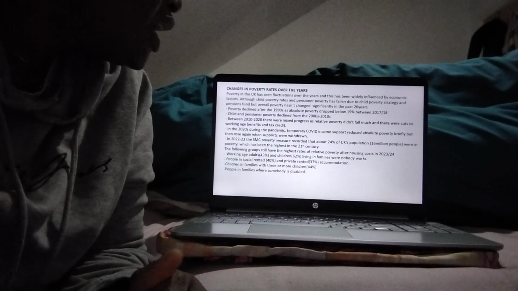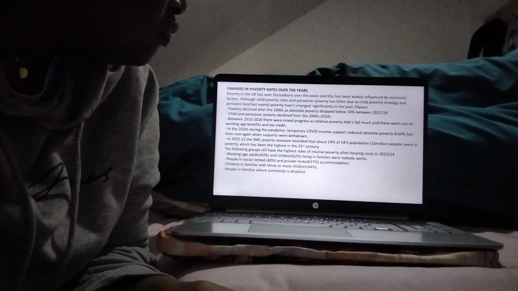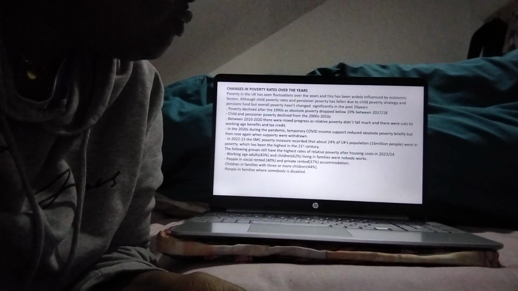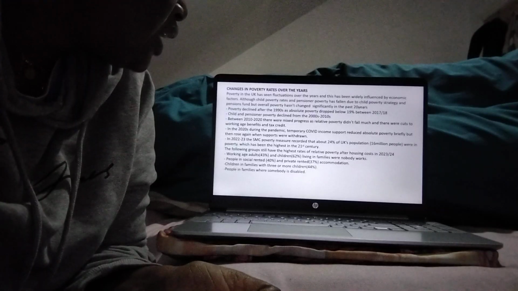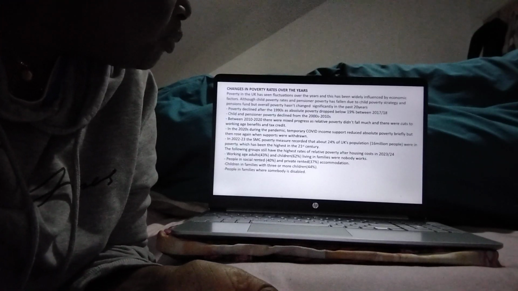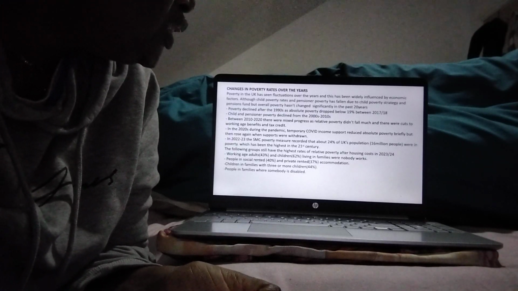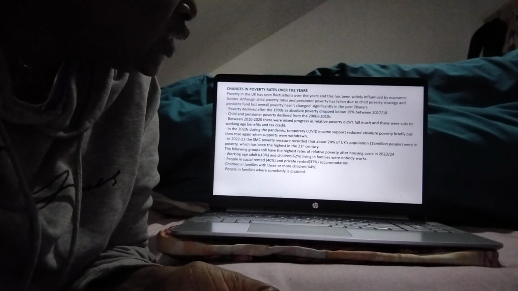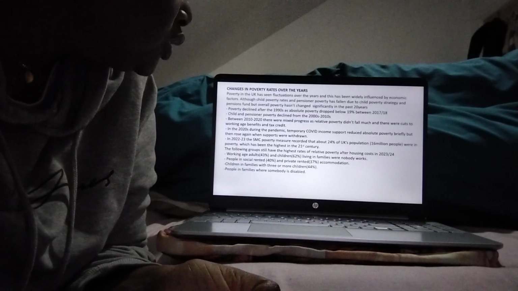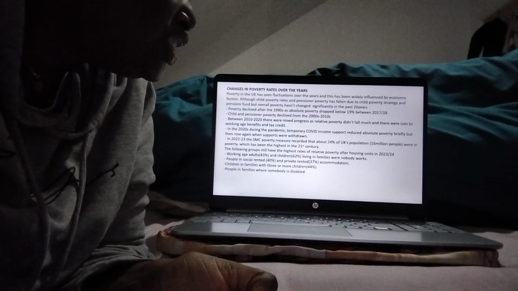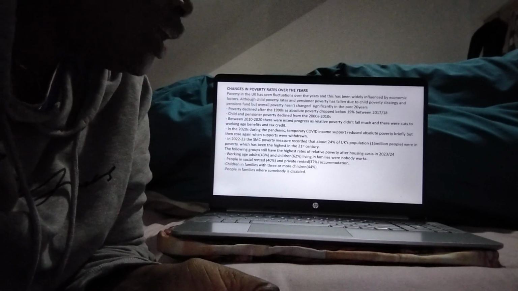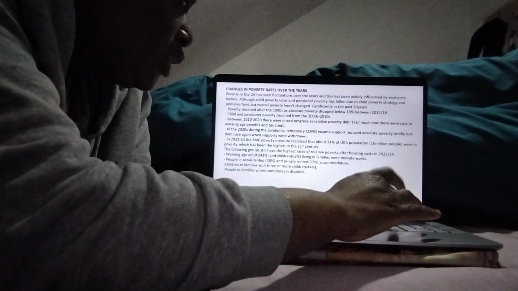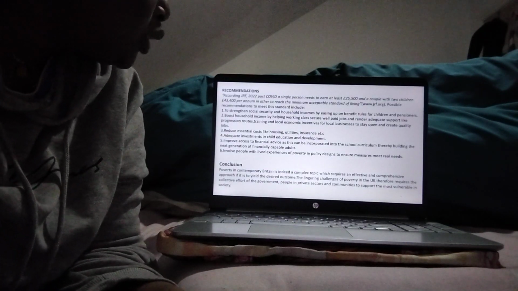Poverty in the UK has seen fluctuations over the years, and this has been widely influenced by economic factors. Although child poverty rates and pensioners' poverty has fallen due to child poverty strategy and pension funds, overall poverty hasn't changed significantly in the past 20 years. Okay, next slide, we have recommendations.